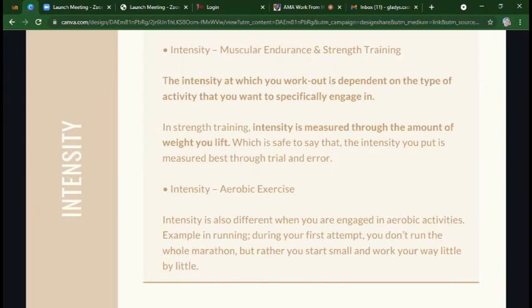Okay, next, the aerobic exercise. It is also different when you are engaged in this activity. For example, in running, during our first attempt we don't run a whole marathon, but we start small and work our way up little by little, step by step.